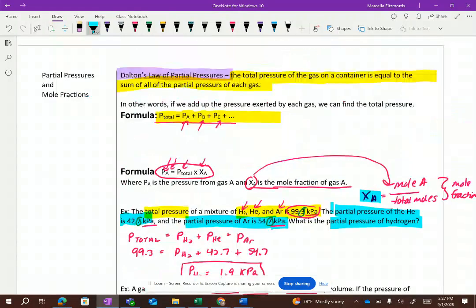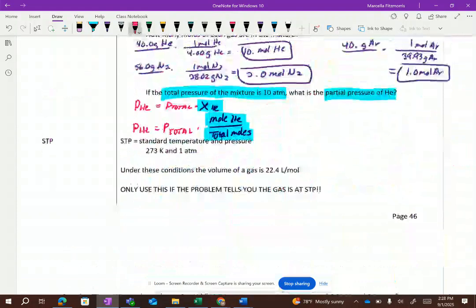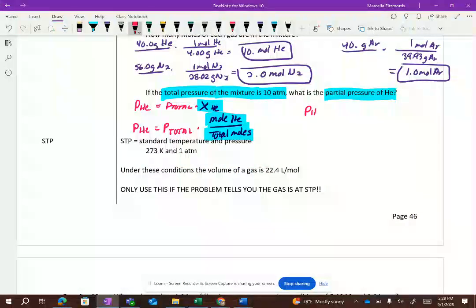Okay, some things to note, very, very important information. You're going to be using this in your practice problems. If it says STP, that stands for standard temperature and pressure. Standard temperature is always 273 Kelvin, and standard pressure is always 1 atm. When it is at STP, under those conditions only, the volume of 1 mole of gas is 22.4 liters. So 1 mole of gas will be 22.4 liters at STP.